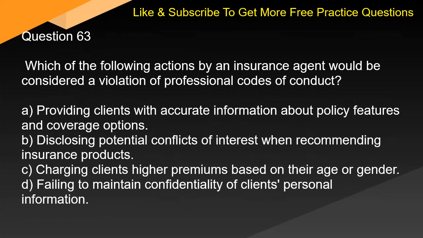Question 63. Which of the following actions by an insurance agent would be considered a violation of professional codes of conduct? A. Providing clients with accurate information about policy features and coverage options. B. Disclosing potential conflicts of interest when recommending insurance products. C. Charging clients higher premiums based on their age or gender. D. Failing to maintain confidentiality of clients' personal information.